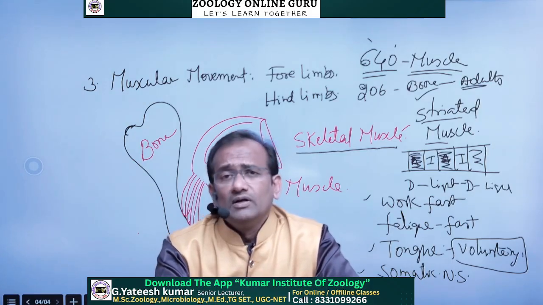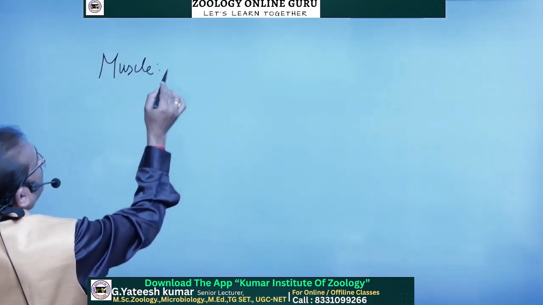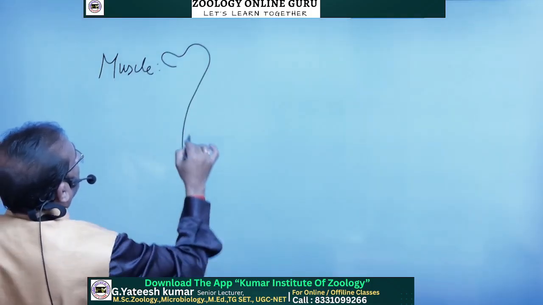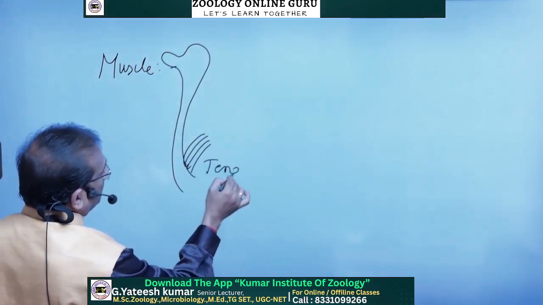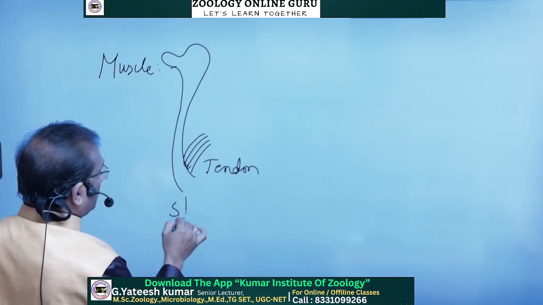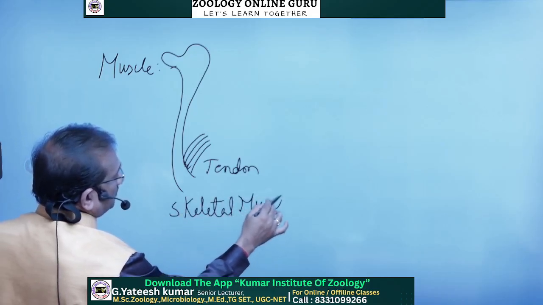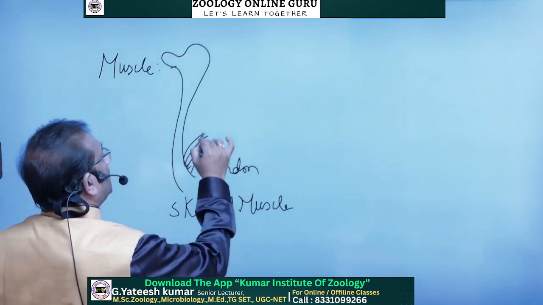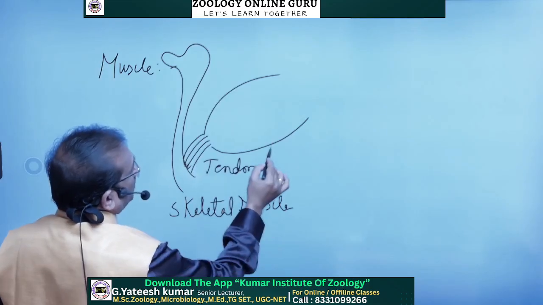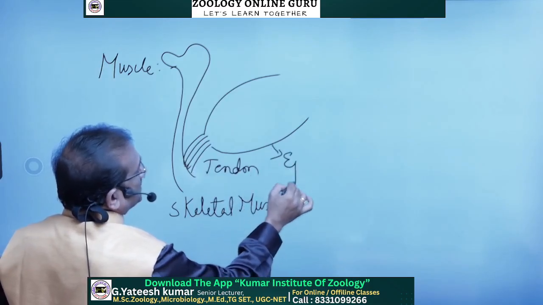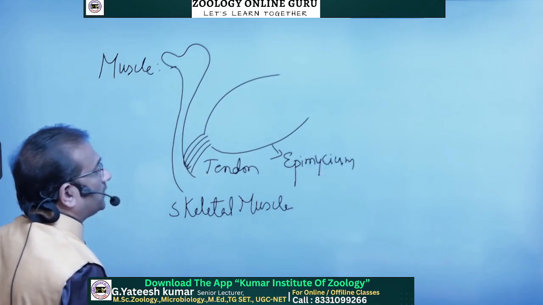Next, coming to our topic, the ultrastructure of the muscle. Muscles attached to the bones with a tendon are called skeletal muscles, and the outermost covering of the muscle is known as epimysium. The outermost covering of the muscle is called epimysium.